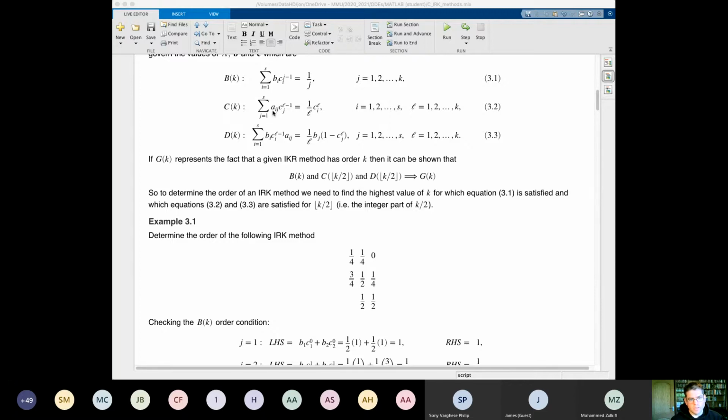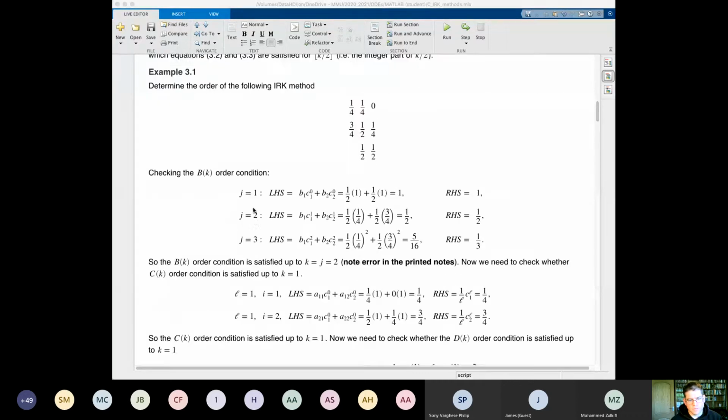The C condition is when I is 1, we're going to have A11 times C1 to the power L minus 1, which is 0. So that's going to be 1. So it's going to be A11 plus A12, and that's going to be 1 over L, which is 1, times C1. So when L is 1, this is known as the row sum conditions. The rows of A have got to equal C.